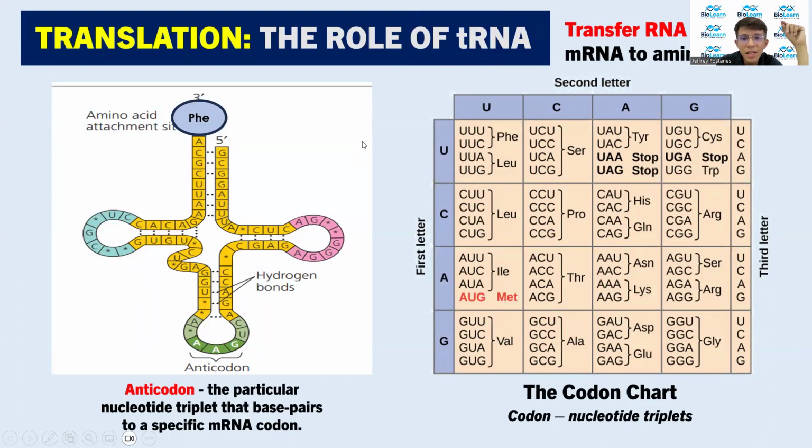And please be reminded of this codon chart also. If the mRNA is UUU, then it will be translated into phenylalanine. This is an example of an amino acid. UUA, leucine, UUG, leucine, and so on and so forth.